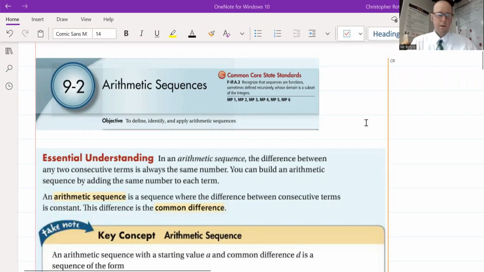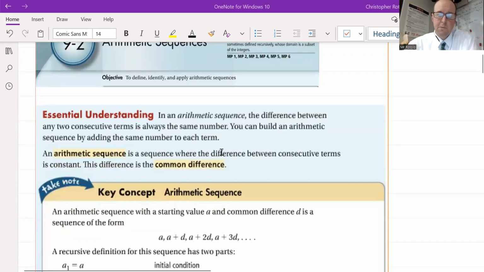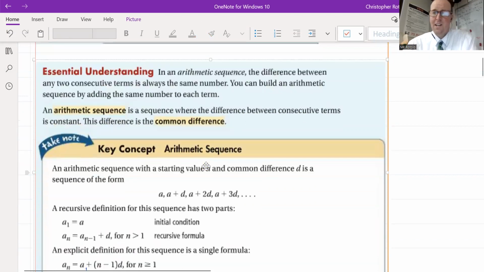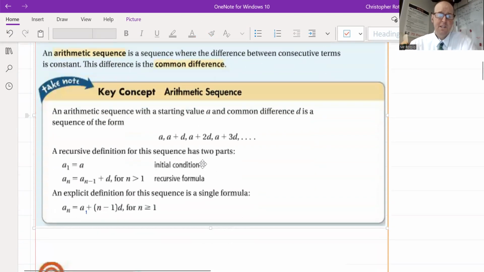Hey, Algebra 2, we are trying to do a couple things here with arithmetic sequences. Arithmetic is a fancy word for, we're talking about adding and subtracting the same number, right? So a sequence where the difference between two consecutive terms is constant, right? That just means linear. That's what we're talking about. And the common difference is kind of like dealing with slope. We want those to be the same.